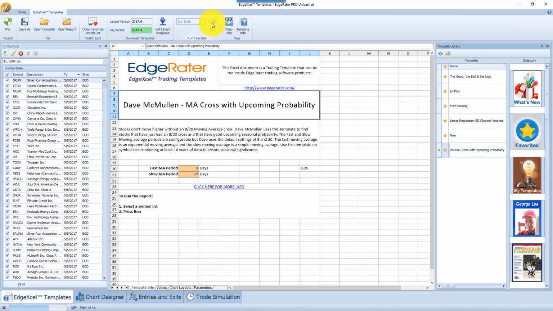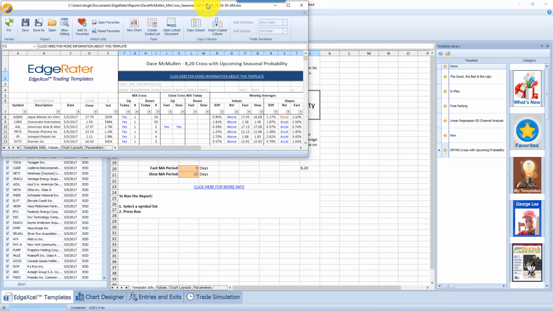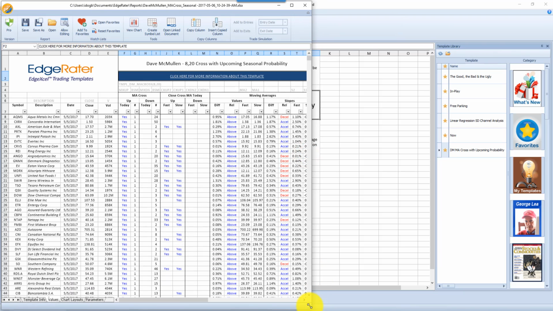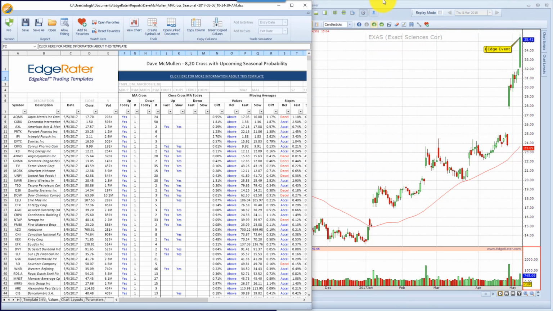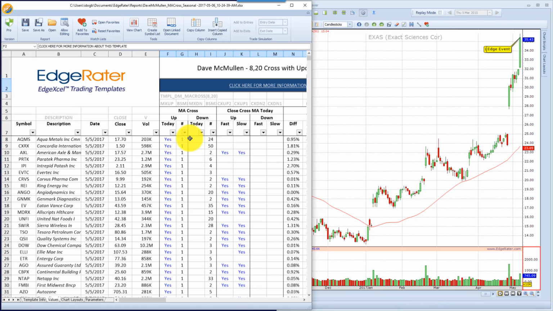And obviously, if you have more time, you can go and run all the templates that you like and make the notes as you see fit. But this is my kind of shortened review. Okay, so I've got my report here, and I'm going to be looking for stocks that have had a 8/20 moving average cross.